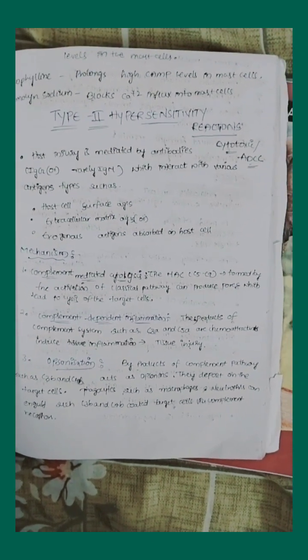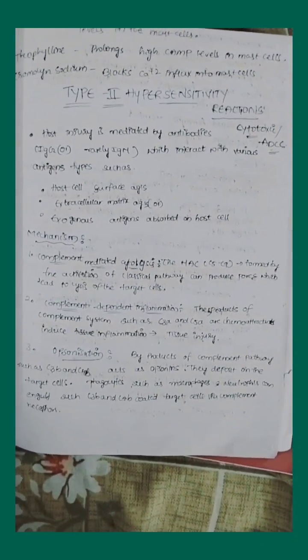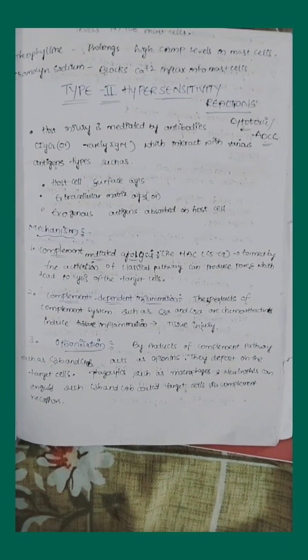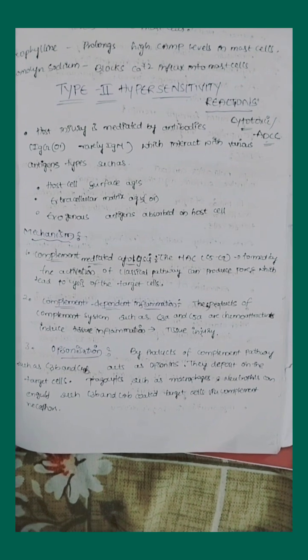C5 convertase. This C5 convertase will convert C5 into C5A and C5B, and the further process will continue to produce C6, C7, C8, C9. This C5 to C9 we call the membrane attack complex. This membrane attack complex will be involved in the lysis of the targeted cells. Complement dependent inflammation will be produced due to the vascular components C3A and C5A. These are also known as anaphylatoxins.